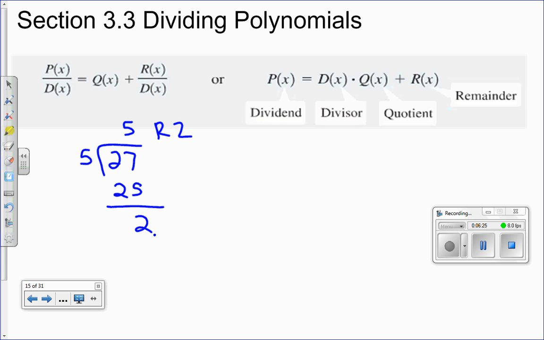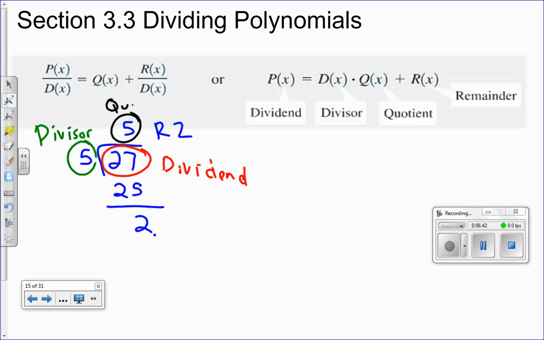So if we were to identify the 4 terms here, the 27 is your dividend. The 5 is your divisor. The other 5, I'll circle it. This 5 is your quotient. That's your answer. And then the R shows me that the remainder is 2.